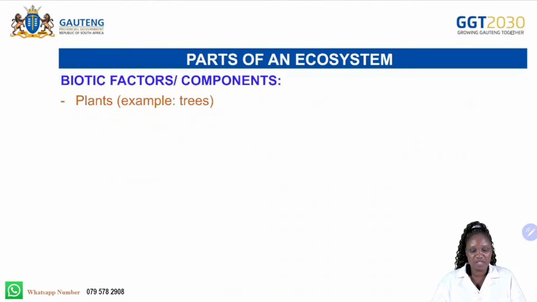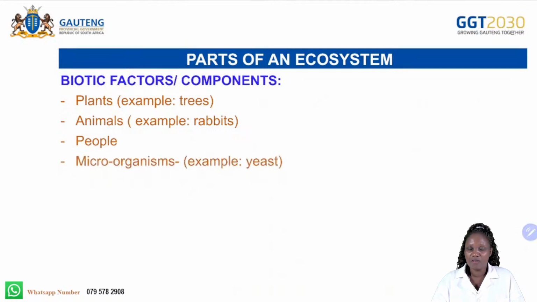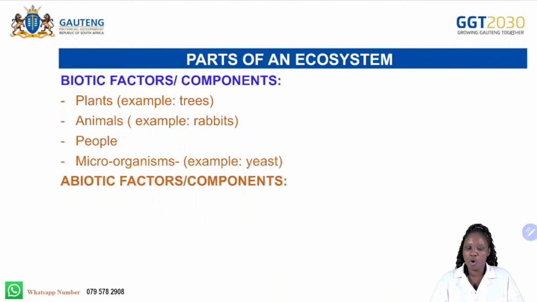Remember, we said biotic factors, these are living things. Let's look at the components. Plants, for example, we've got what? Trees, and then animals, we can say rabbits. Then we've got people, then microorganisms, for example, yeast. All these are biotic. They are living organisms, okay?